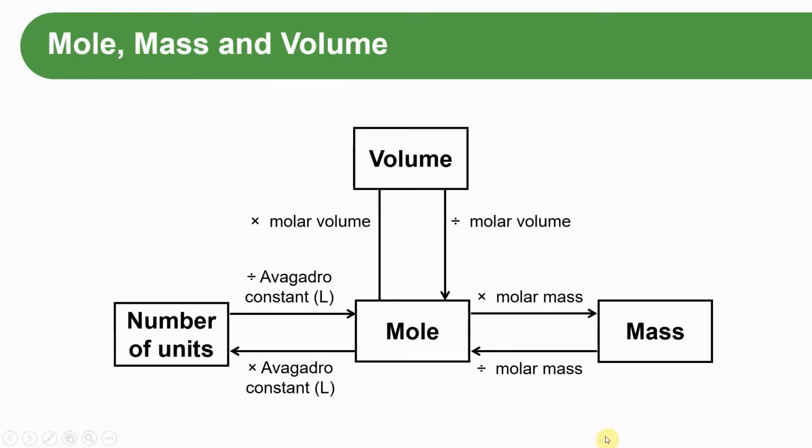So as a conclusion, this is the relationship between all these: volume, mass, and number of units. And mole is the center of all this, whereby from mole we can actually find volume, mass, and number of units. Just remember the relationship that we have learned so far and summarize everything into this diagram. And that's all for today's lesson.